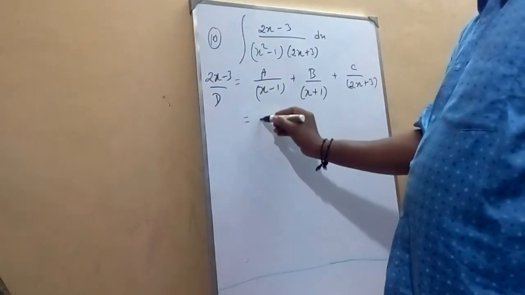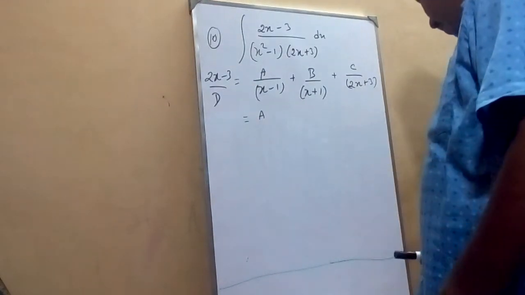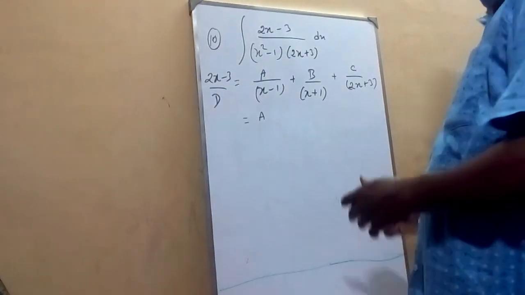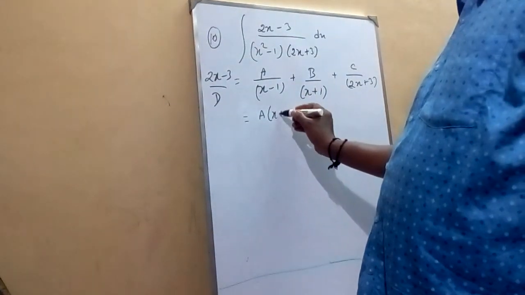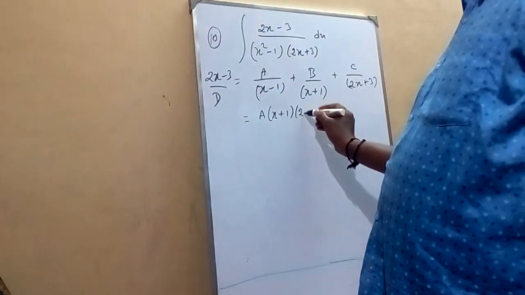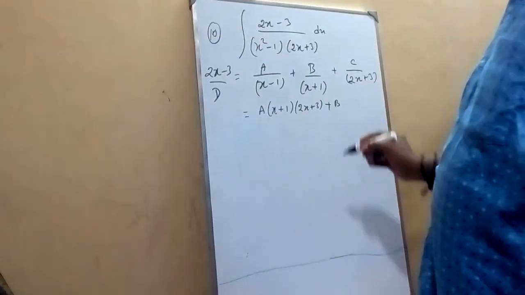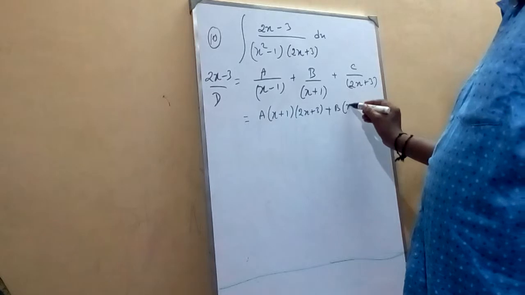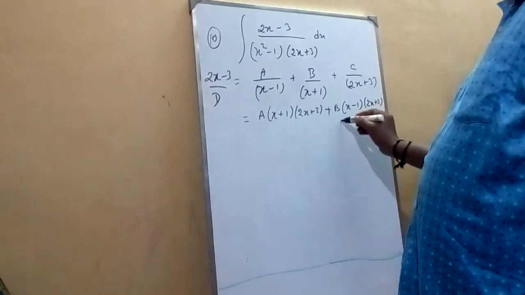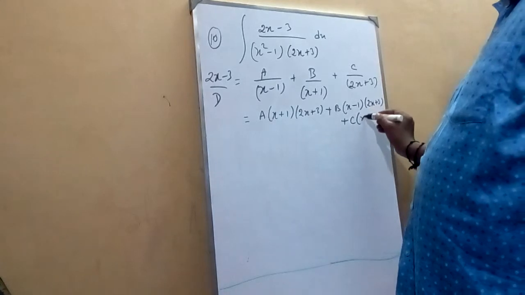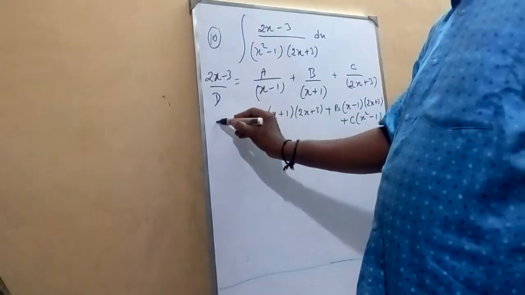So once again, 2x minus 3 equals A into (x plus 1)(2x plus 3) plus B into (x minus 1)(2x plus 3) plus C into (x squared minus 1), that is, x squared minus 1 into, well, 2x minus 3.